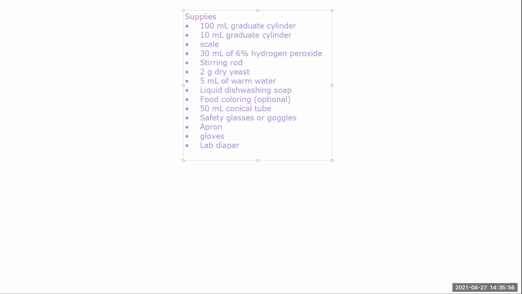Dr. Henry, I got a question about the hydrogen peroxide. Is the 6% referring to the bottle of hydrogen peroxide? I'll put that in the instructions. I have a 3% bottle. Then use 60 mils, double the amount, because what we want is the hydrogen peroxide. The rest of it is water. So it's just water weight.